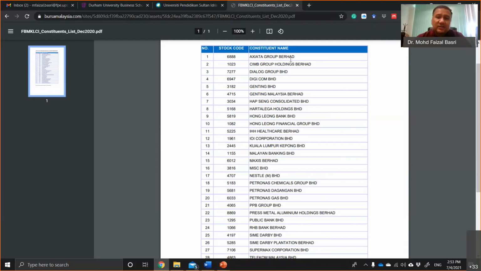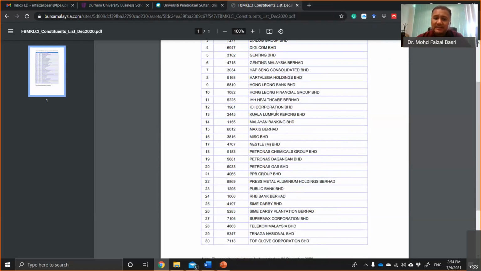From various industries. Axiata is telecommunications, for example, CIMB is a banking group, and we have another telecommunication company. We have Hapseng, which is property. Harta, and we have Hong Leong Bank, another bank. Various industries: some property, banking, telcos, consumer products, oil and gas companies, all from various industries.